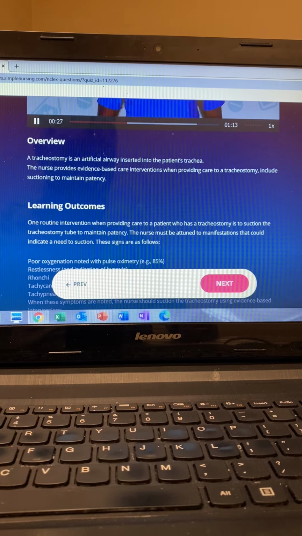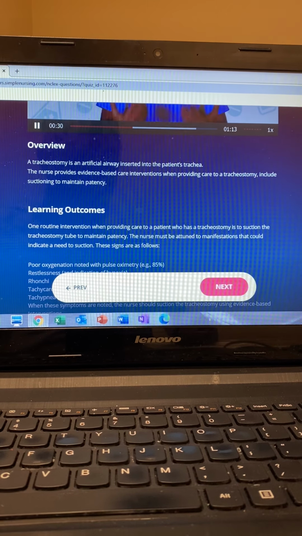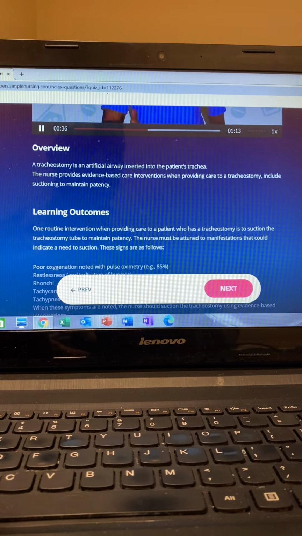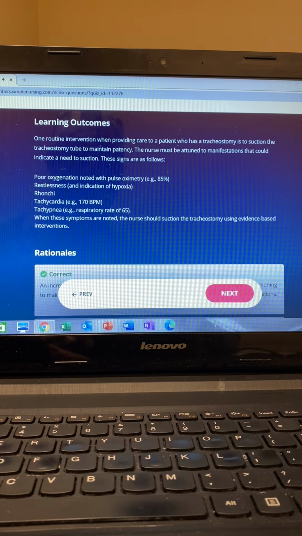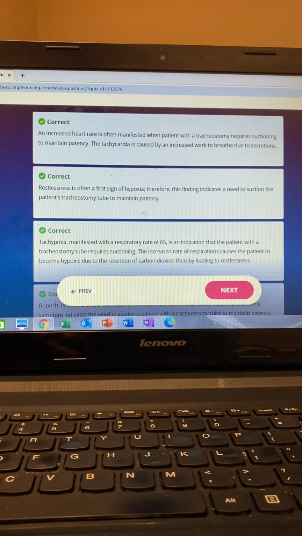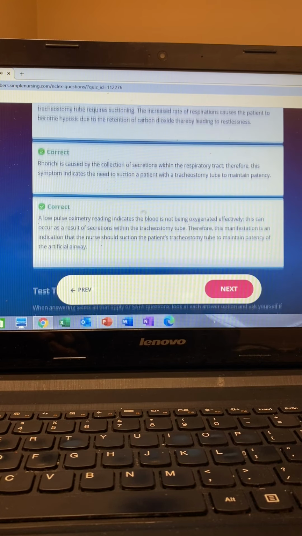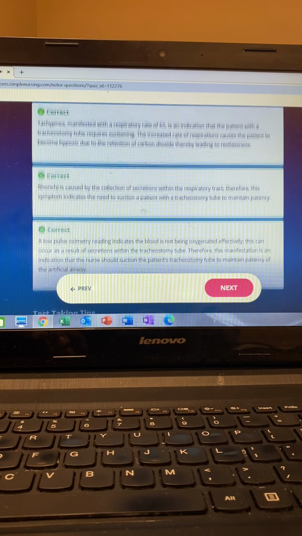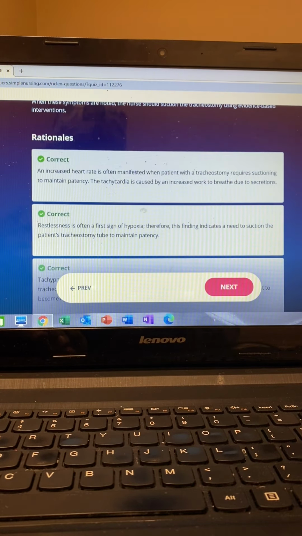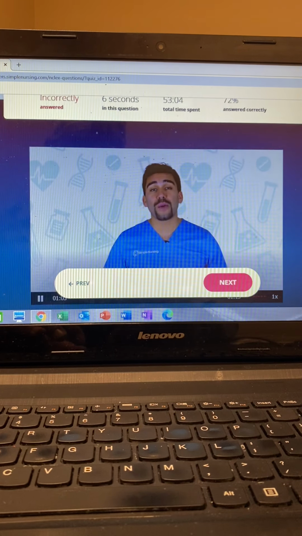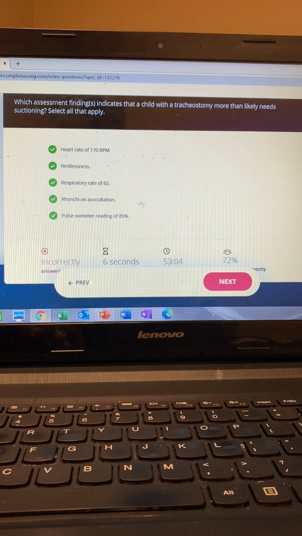So option number 1, tachycardia is a common sign that suction is needed due to the increased work to breathe. Now option number 2, write this one down. Restlessness can be a sign of hypoxia. That one might be tricky. Now option number 3, tachypnea, or basically rapid breathing, is a sign of respiratory distress. And option 4, bronchi can indicate wet lungs, so an indication for suction. And lastly, option number 5, a low pulse ox indicates a lack of oxygen and need for airway clearance, so an indication that suctioning is needed here.